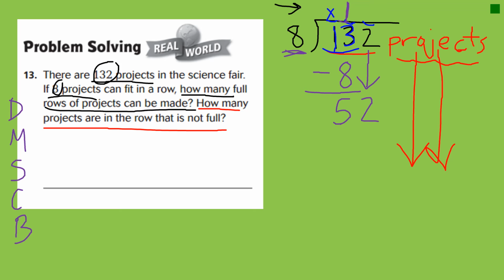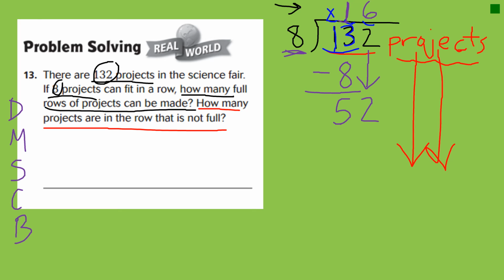So let me see, what's 8 times 6 then? 8 times 6, that's another set of 8. 8 times 6 is 48. Oh, that's pretty close to 52. And then 8 times 7, that's 5, 6, 7, 8. 56 equals 8 times 7. That's too much. So in the division of 52 divided by 8, 8 goes into 52 6 times.